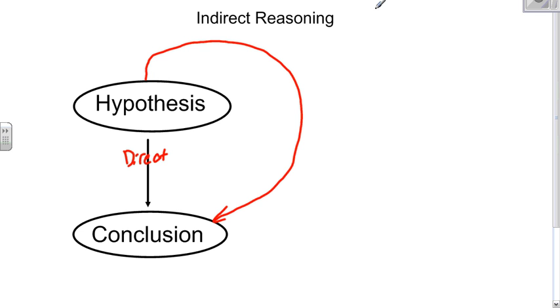So with indirect reasoning, you start with the hypothesis as true and the conclusion as false, basically. You take the opposite of the conclusion and the hypothesis, and use those until you reach a contradiction.